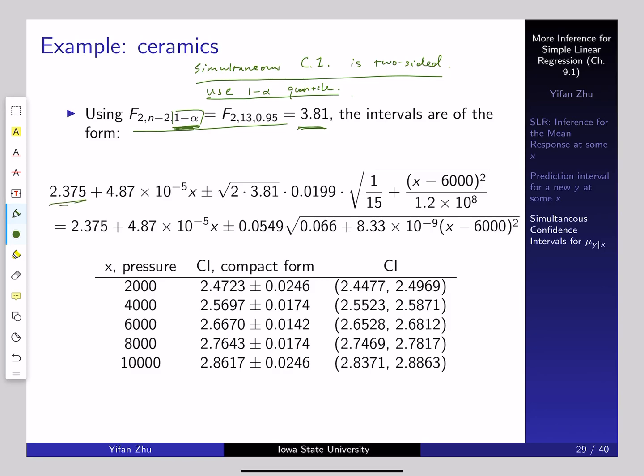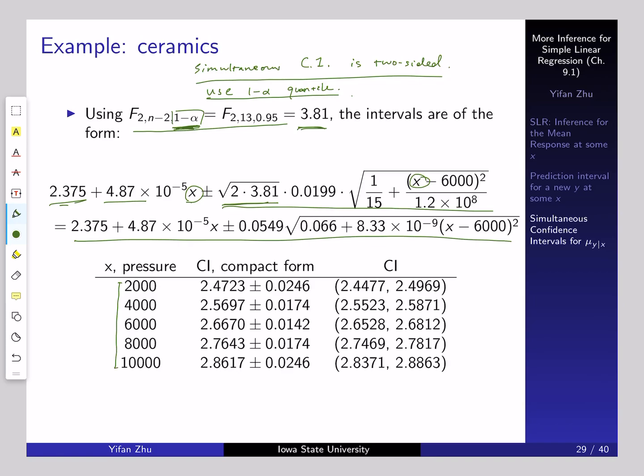And then we plug in B0 and B1. This is the x. It can be any x. And this is the margin of error. And we also have x changing. So this is what we have for the simultaneous confidence intervals for any x. And if we only want to have the simultaneous confidence intervals for these 5 x, we just need to plug in the x into this form, and then we get these simultaneous confidence intervals.